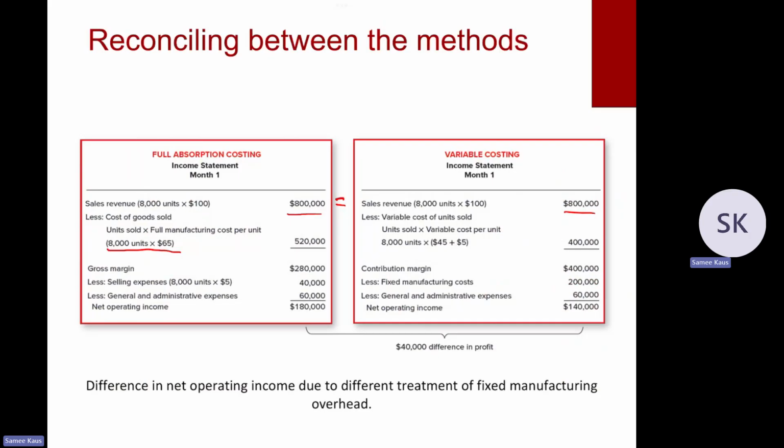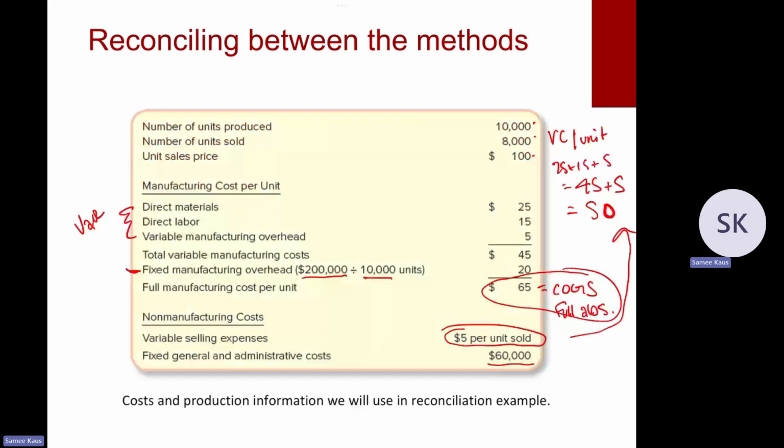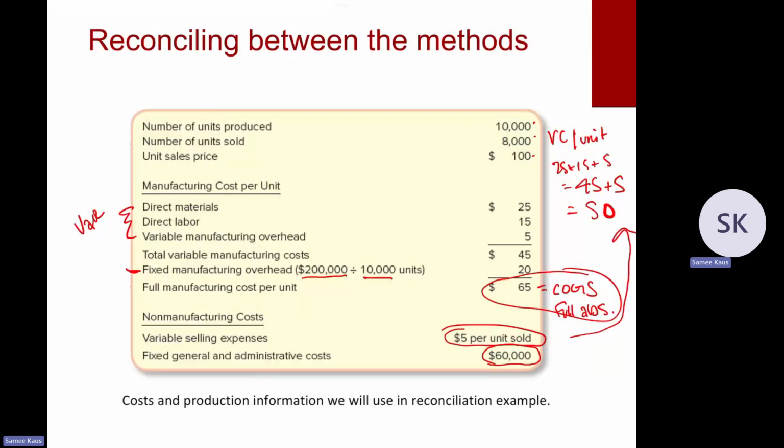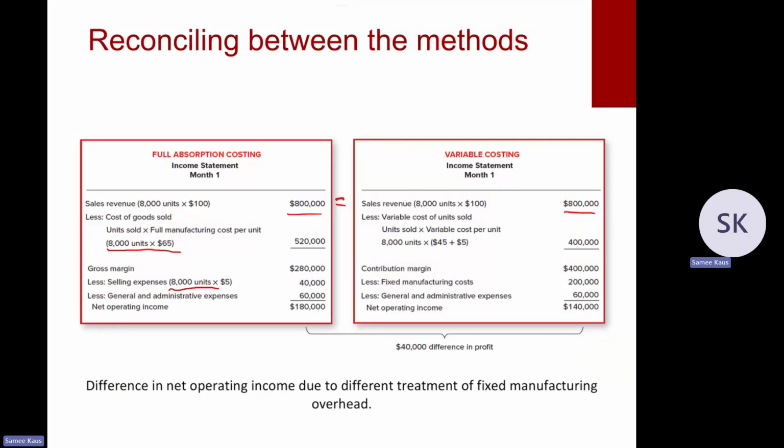And now I have less my selling expenses and my general and administrative expenses. So I have my fixed general and administrative of 60 that I'm flowing through. And it tells me I have variable selling expenses of 5 times the 8,000 units that I produce. So I get my total operating income of $180,000, right?